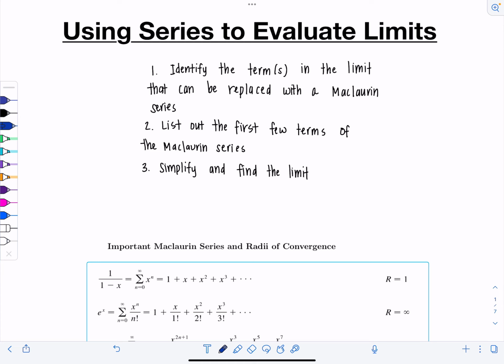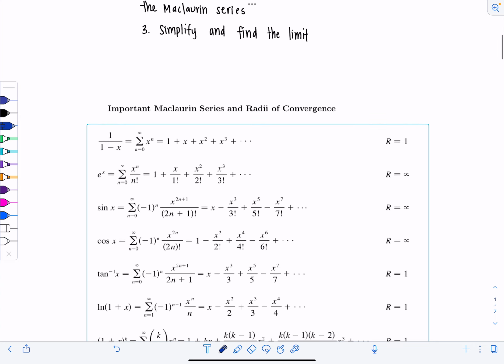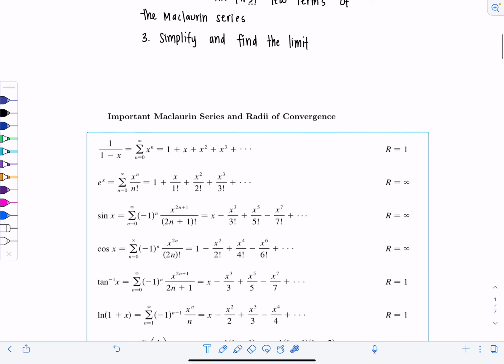Then the second thing you're going to do is write out the first few terms of the Maclaurin series. Typically, when you're working with limits, you don't want to use the sigma notation version. You want to use the expanded version, and then you can put plus ... in the limit. I'll show you exactly how it's all going to work.